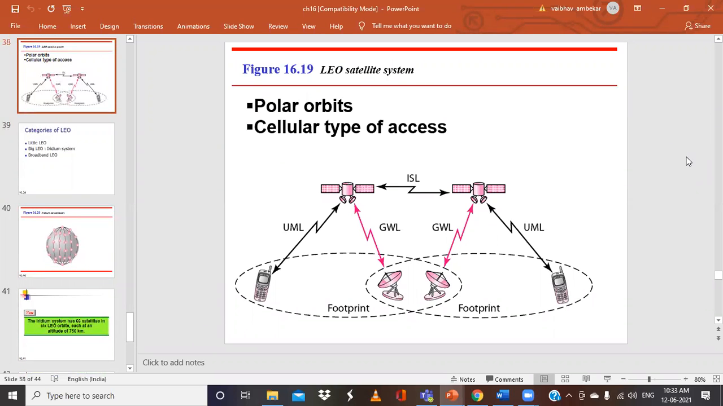Are we clear with this, everyone? Yes, sir. Can somebody tell me what is ISL, what is UML, what is GWL, or why they are used?